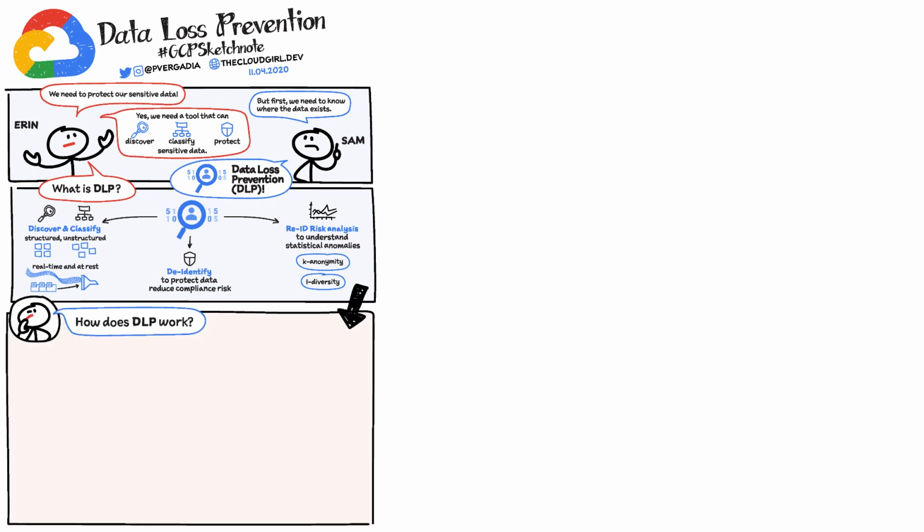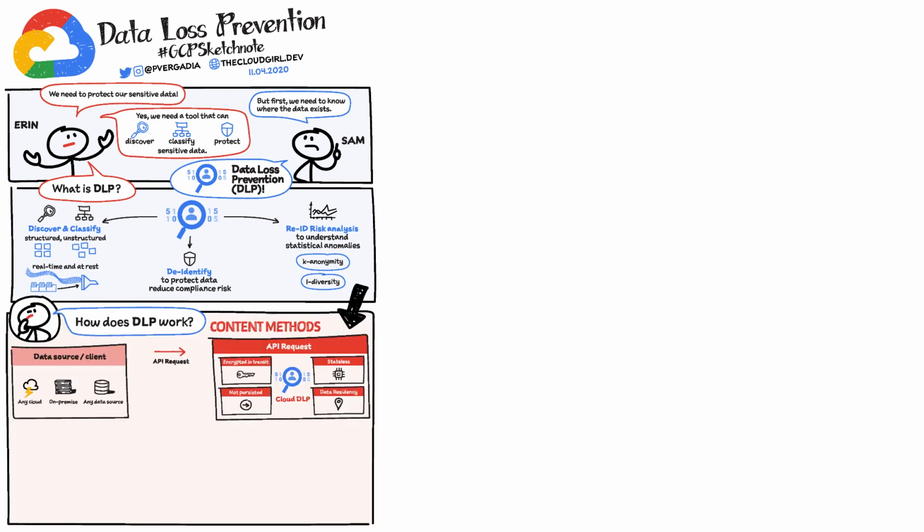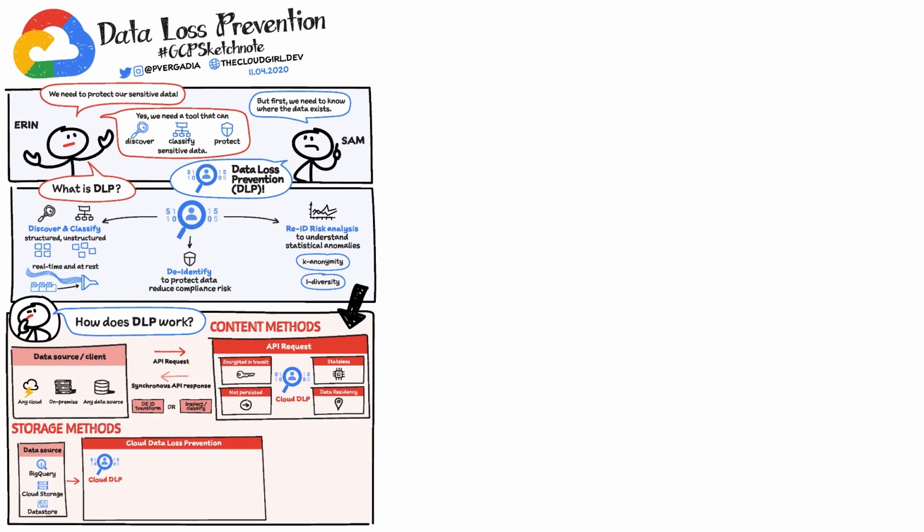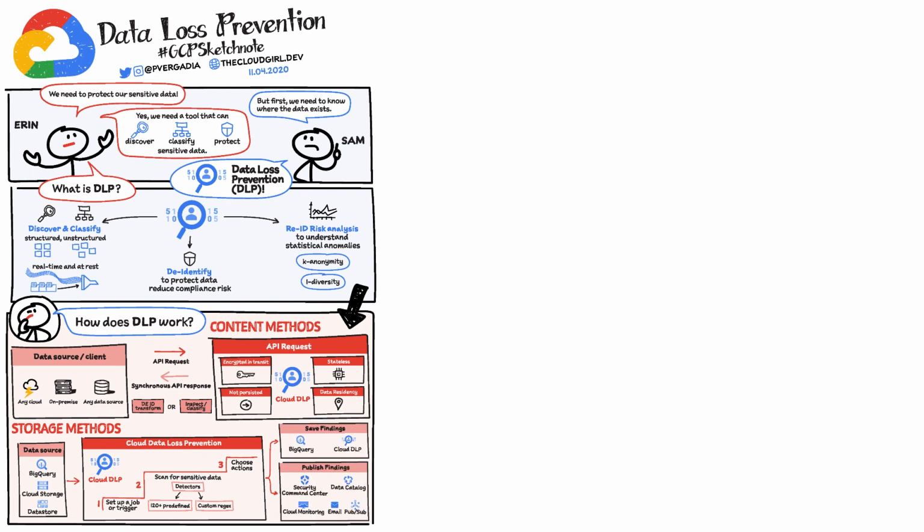There are two ways in which it works. You can make an API call from wherever your data is and receive asynchronous response for de-identification or inspection. With storage methods, you set up a job or trigger DLP directly, scan for sensitive data with pre-identified or custom detectors, and then choose the action to save the results in BigQuery or publish them somewhere.